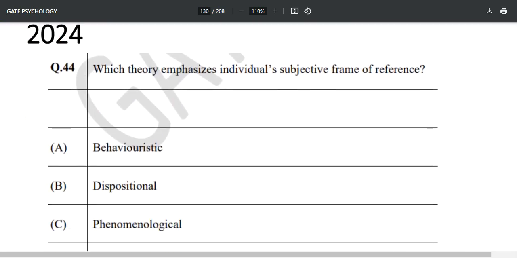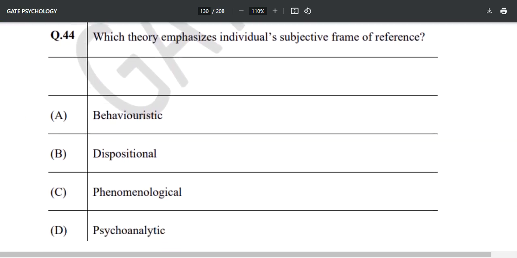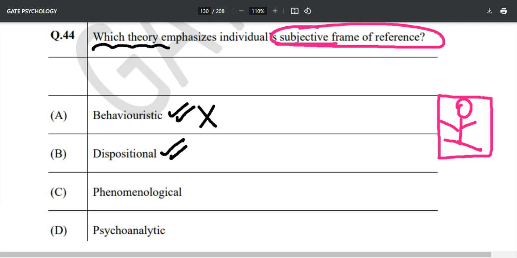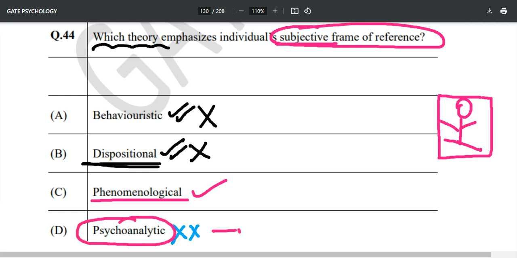Now moving forward to the next question: which theory emphasizes the individual's subjective frame of reference? Suppose you are an individual, and your subjective frame of reference, how you think, what you think, your own subjective interpretation, is considered under which theory? Behaviorist, no, never. Dispositional, no, never. Phenomenological, yes. Psychoanalytic, no, never, because they are talking about the unconscious stuff that happened in your childhood, traumas and all those things.